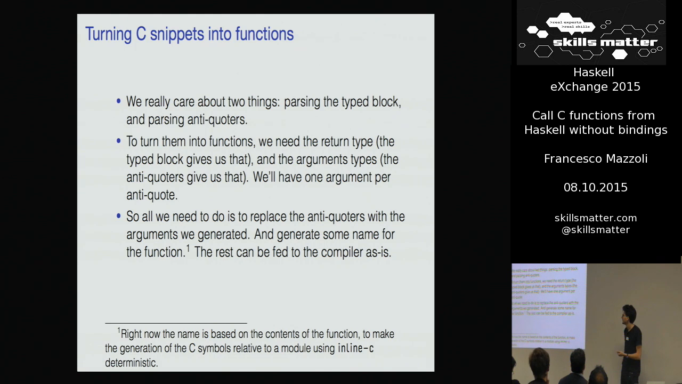We also need to generate a name for the function. This is actually quite hairy for some reasons, but it's based on the contents of the function. So it's sort of deterministic. If you write a piece of C code, it would always have the same generated name. It's sort of the hash of the C function, basically. The reason is that you often build Haskell objects multiple times, and you always want the same output. So it's deterministic, which makes things much easier. And the rest, after you've done this processing, can be fed to the C compiler as is. You don't need to understand the C code, which is a very useful thing.